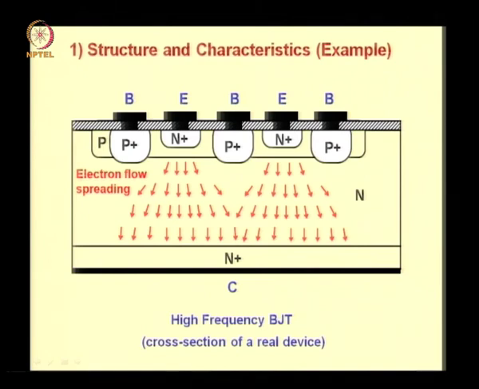The first example that we give for a spreading resistance is that of a high frequency BJT. We have shown a cross section of this device here. So you have the emitter fingers, and between them you have these base terminals. This is an NPN BJT.